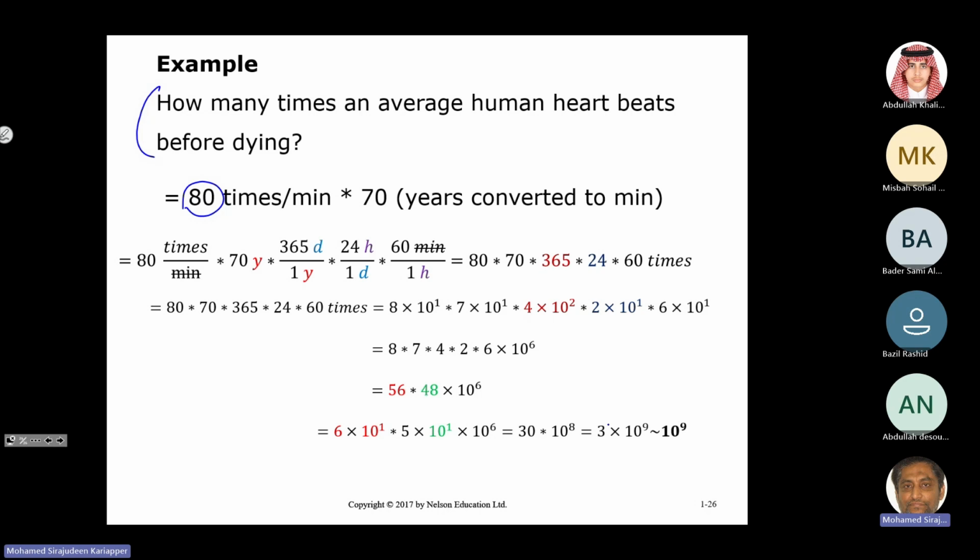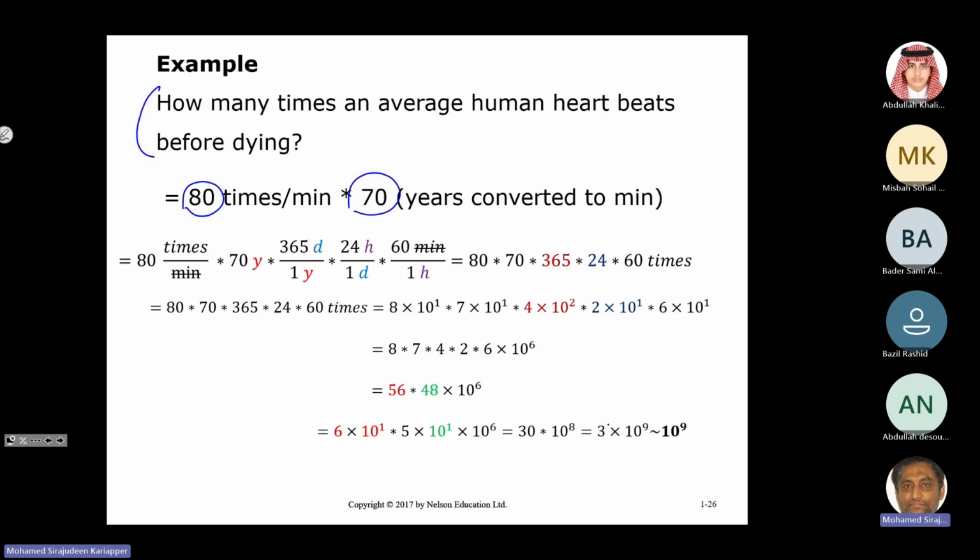And how long does a heart live? In other words, how long does a human being live? We also need an average value. What is the average age of a normal person? 60 to 70. Okay, I have taken 70, so let me stick to that. You will find it doesn't really matter. It may be a little bit here and there, doesn't matter.